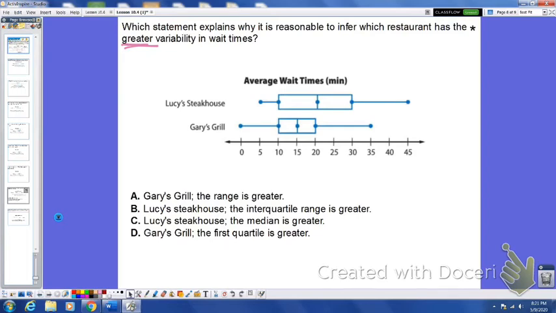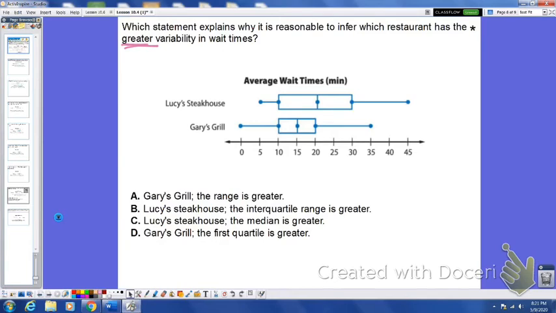Okay guys, so if we read through these, we have A, Gary's Grill, the range is greater. B, Lucy's Steakhouse, the interquartile range is greater. C, Lucy's Steakhouse, the median is greater. And D, Gary's Grill, the first quartile is greater. So again, going back, we want to decide which one of these is reasonable to infer which restaurant has the greater variability in wait time. So the first thing I want to do is go through each of these with you to decide which ones are true and which ones are false, and then we'll go from there.